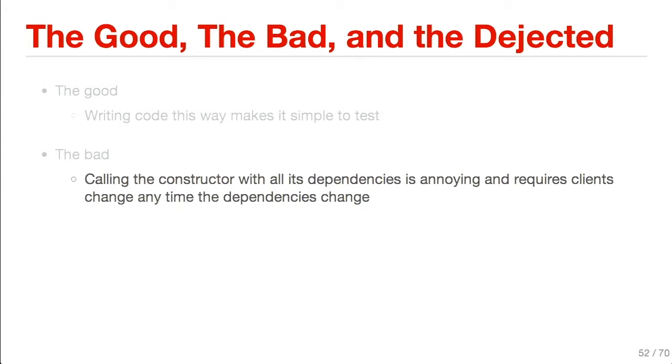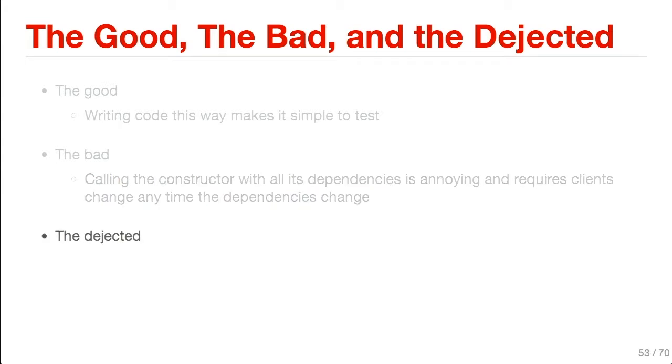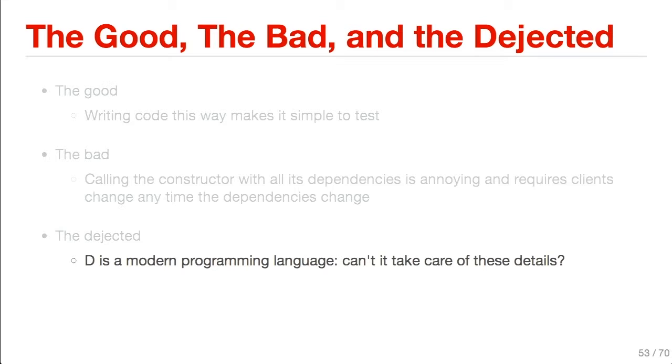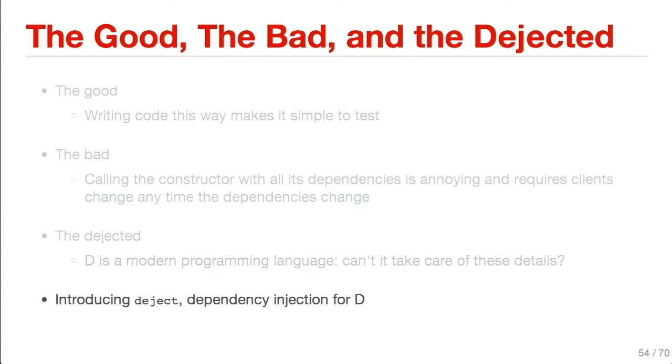That's awful. So the good news is that D is a modern programming language, so I bet there's a way to have it take care of these details so that we don't have to leak all of our dependencies to the outside world and wrap it up in a nice system. So what I'm going to introduce to you is a system I've written called Deject. It's a dependency injection framework for D. This is on GitHub, and I'm going to walk you through a bit of how it works.